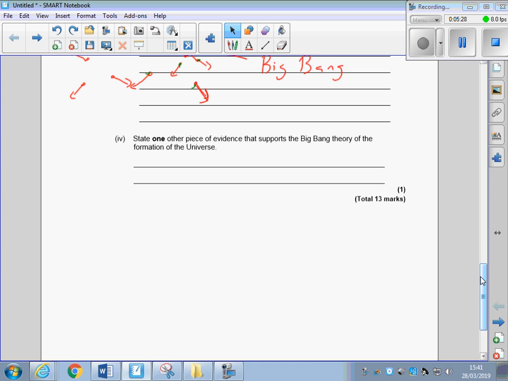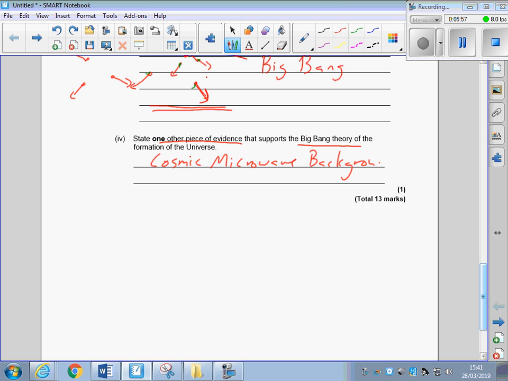So, state one other piece of evidence that supports the Big Bang theory, because this evidence suggests it, but there are other theories that can also be used to explain these observations. So there is one other main piece of evidence you're expected to know about, and that is cosmic microwave background radiation. Bit of a mouthful. What is it?